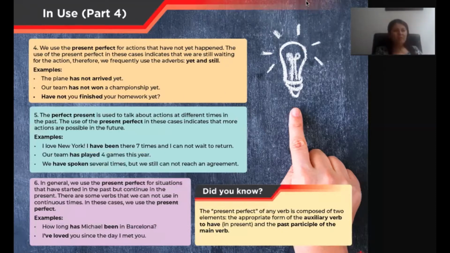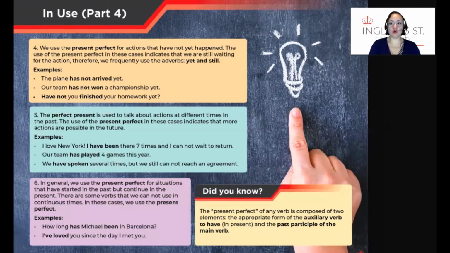In general, we use the present perfect for situations that have started in the past but continue in the present. There are some verbs that we cannot use in continuous times. In these cases, we use the present perfect. Examples: How long has Michael been in Barcelona? I've loved you since the day I met you.